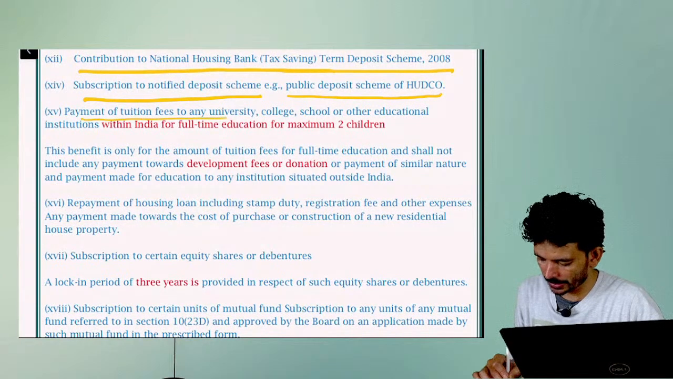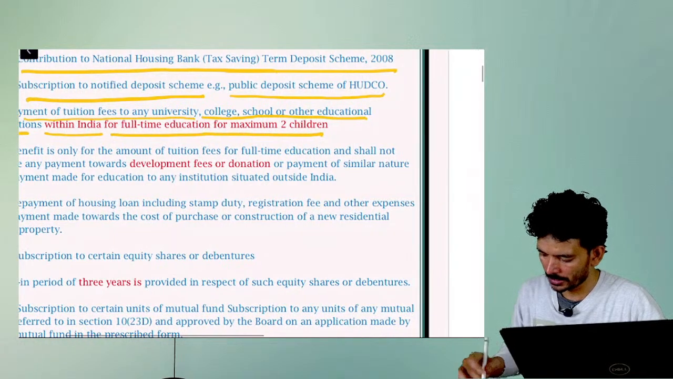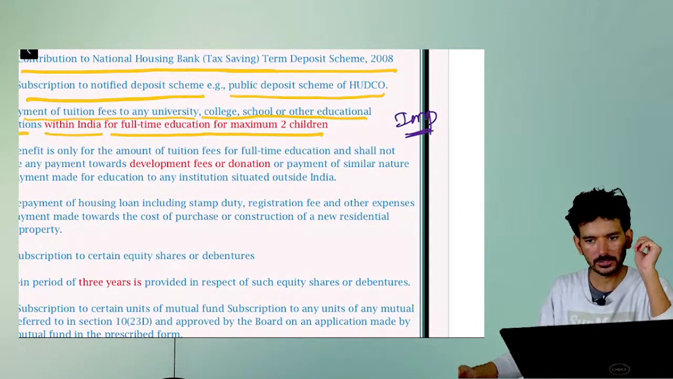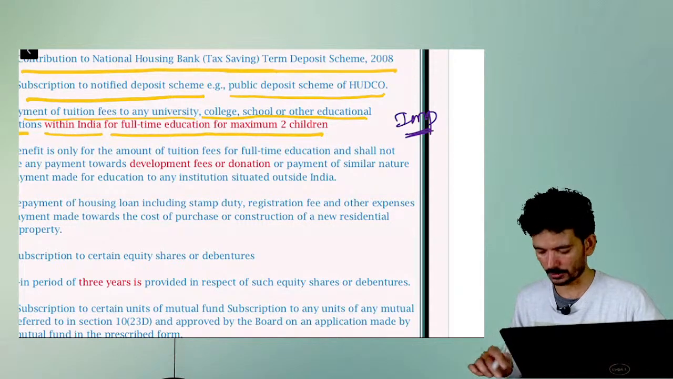Payment of tuition fees to any university, college or school or other educational institution within India for full-time education of maximum 2 children. So I'll just put a mark saying it's important. So wherever I say important, that is something that you have to be really good with, because on these points only the examiner will be asking questions, and you might probably expect a question on this.